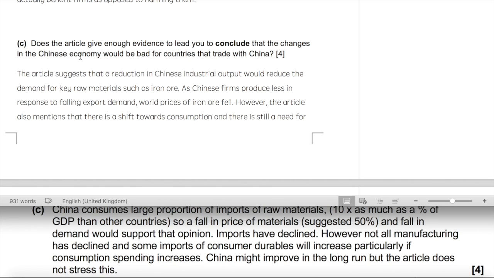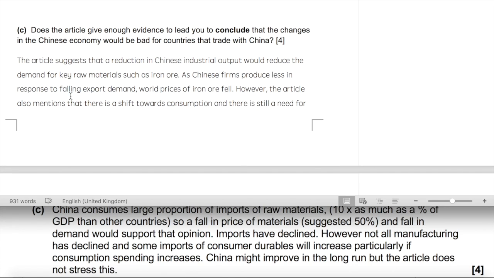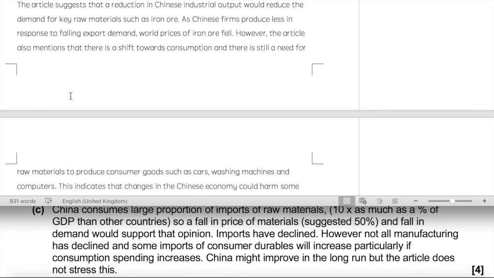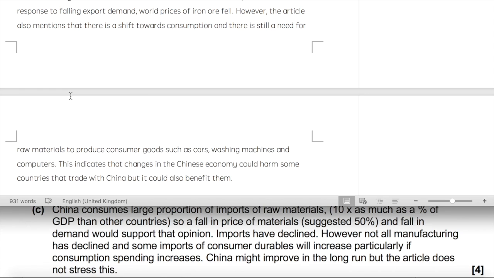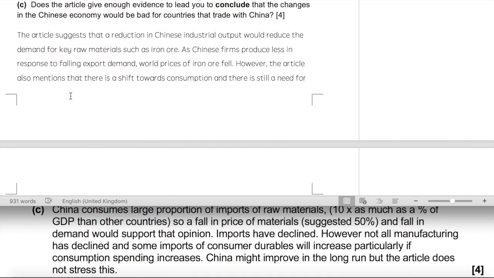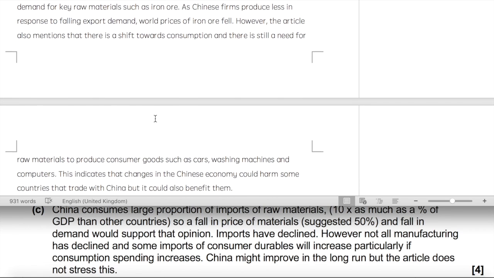The article suggests that a reduction in Chinese industrial output would reduce the demand for key raw materials such as iron ore. As Chinese firms produced less in response to falling export demand, world prices of iron ore fell. However, the article also mentions that there is a shift towards consumption and there is still a need for raw materials to produce consumer goods, such as cars, washing machines, and computers. This indicates that changes in the Chinese economy could harm some countries that trade with China, but it could also benefit them. So we have here an analysis that examines how it could harm or could be bad for countries that trade with China, but we could also see that it could benefit some.